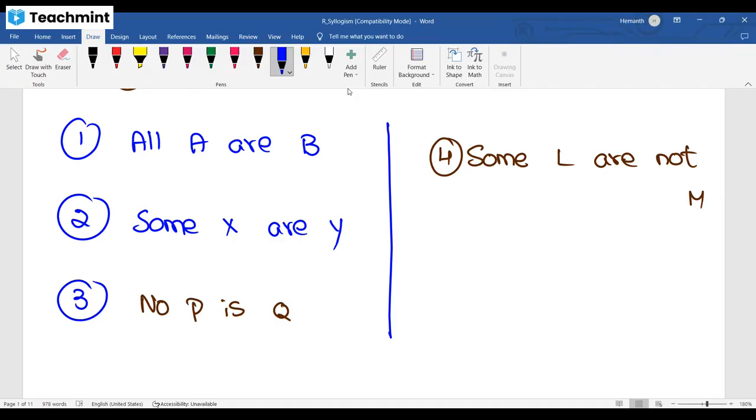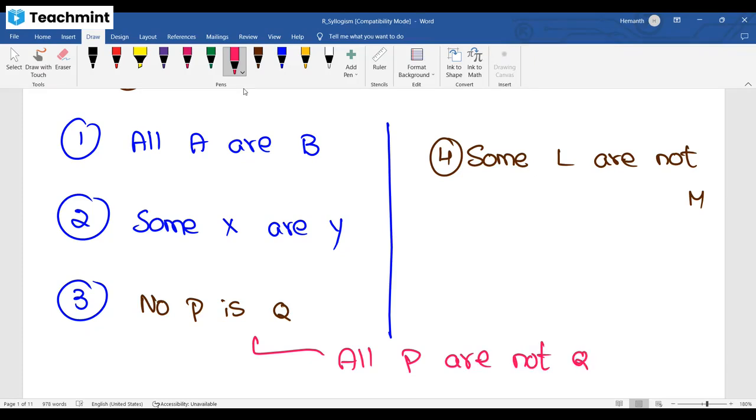In place of A and B, they use some other words. In place of X and Y, they use some other words in the questions. The format, I'm just letting you know, these are the different types of statements or conclusions. Now in recruitments, they are going to the next level. Instead of giving no P is Q, the alternate meaning is all P are not Q. All P are not Q is nothing but no P is Q.